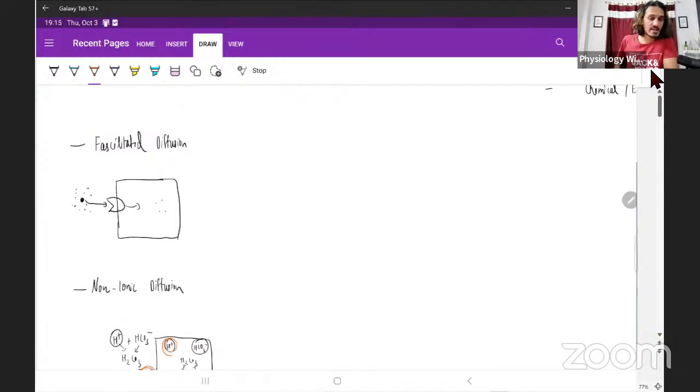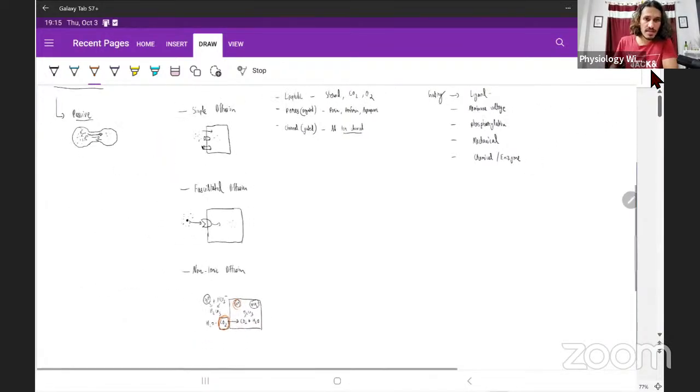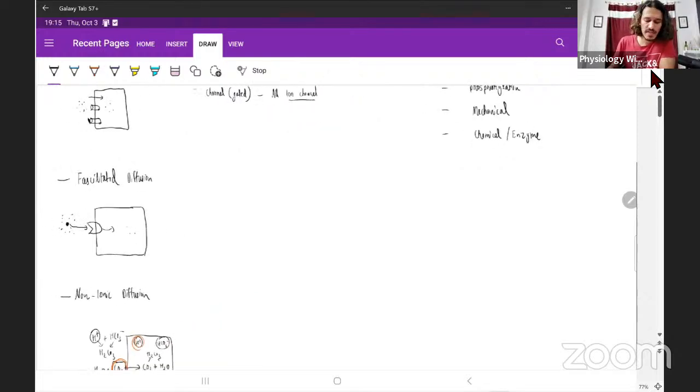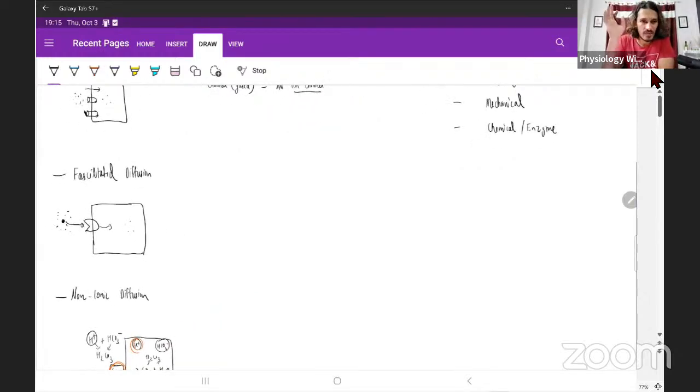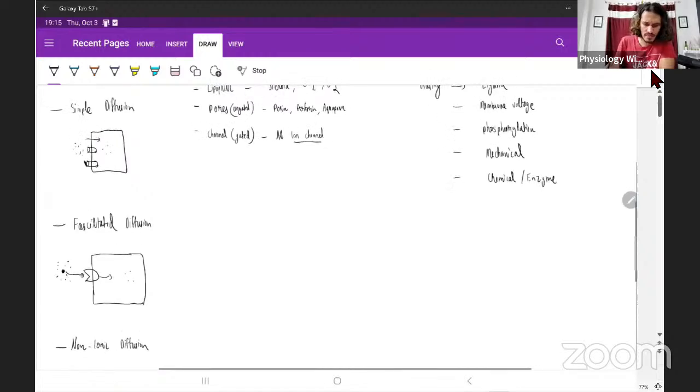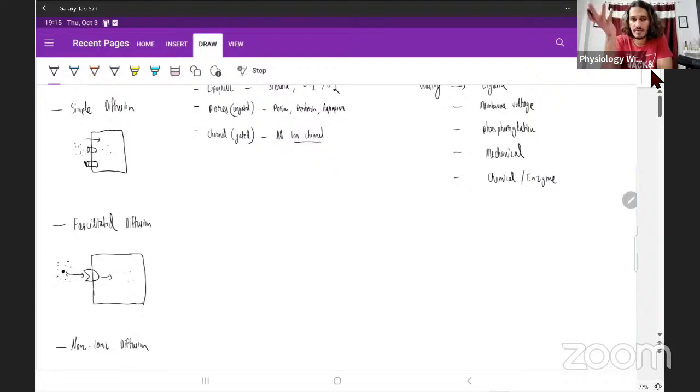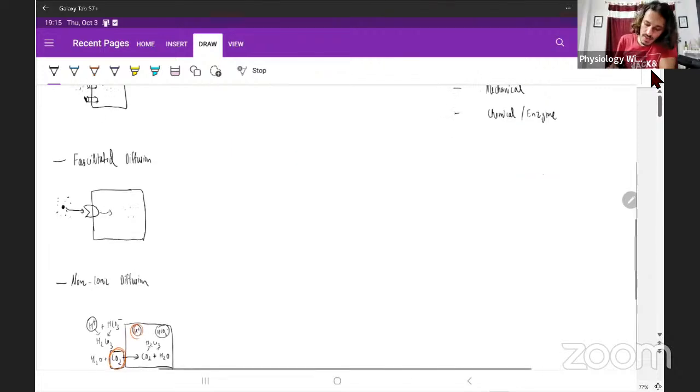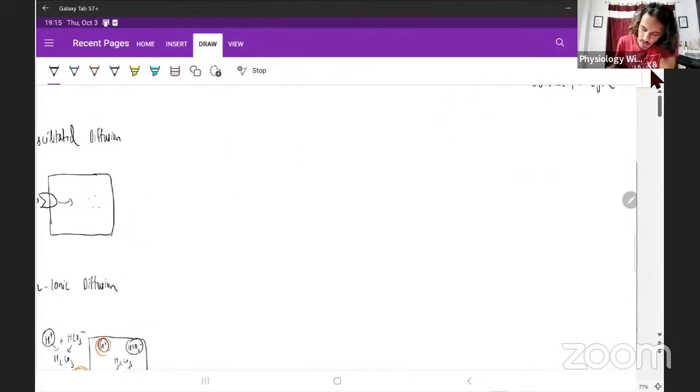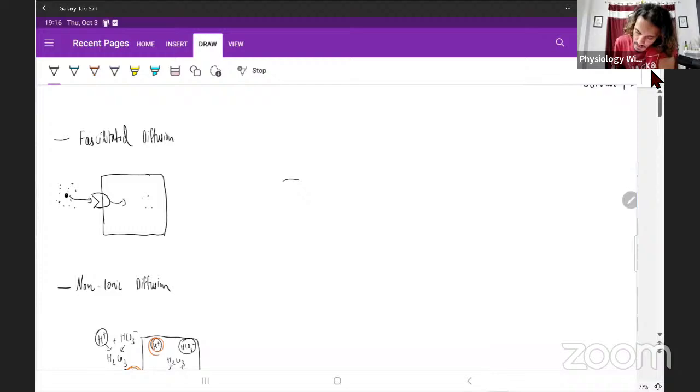I was talking about facilitated diffusion earlier. So now at least you understand the difference between simple diffusion, facilitated diffusion, and non-ionic diffusion. We'll go into more detail with facilitated diffusion. In facilitated diffusion, there is a carrier protein. If you look at simple diffusion versus facilitated, what is the difference? Does the channel or pore apply to simple diffusion and the carrier to facilitated diffusion? So what exactly is the difference in this? In order to understand that, you can take a look at this. This is how it's basically going to act.